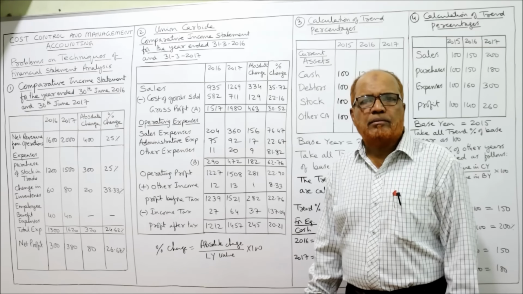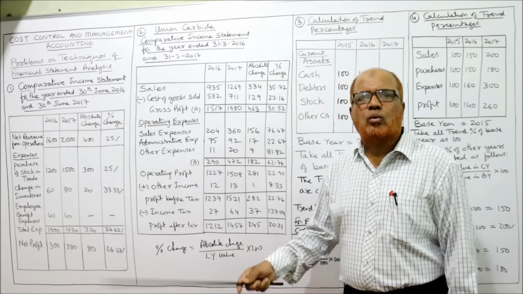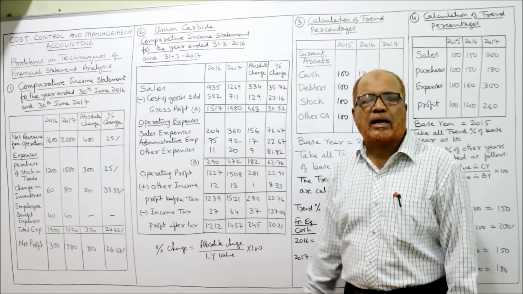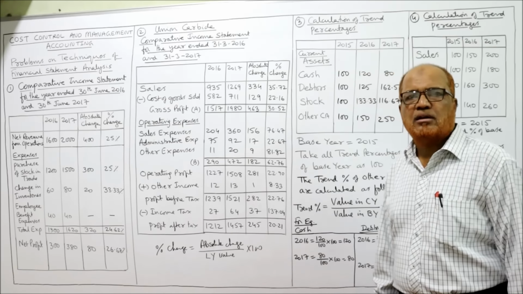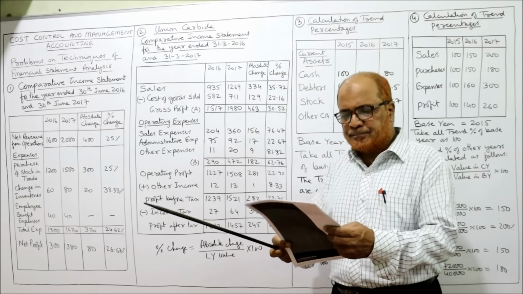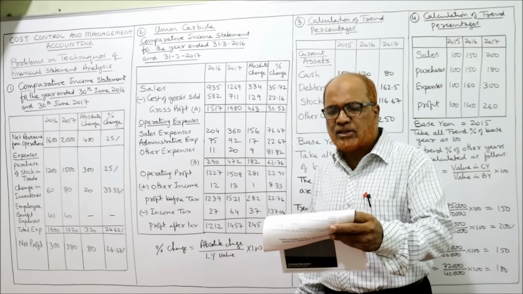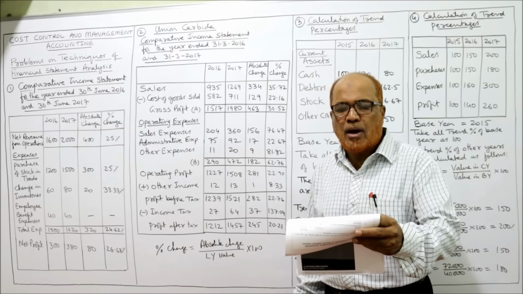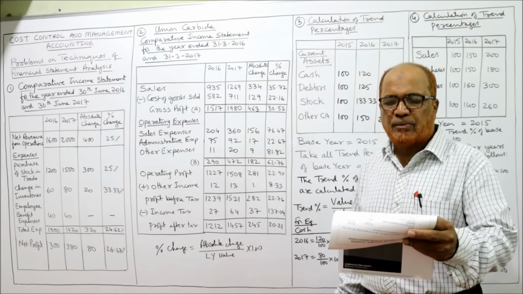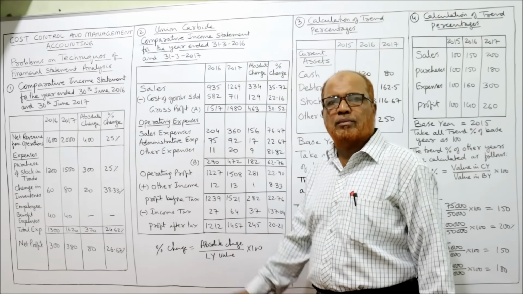So easy, so simple. Mechanically, you have to remember what are the rules, how to calculate the absolute change, how to calculate the percentage change. That's it. Now, second problem I am reading. Profit and loss account of Union Carbide are given below for the year 2016, 2017, ending 31st December. Prepare comparative income statement from them, just like the previous problem.